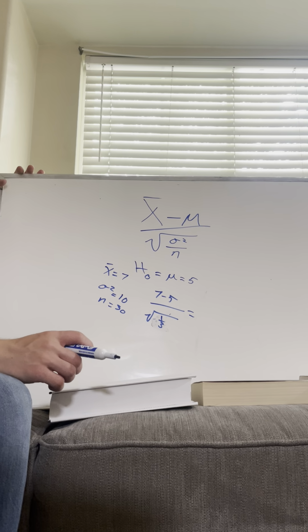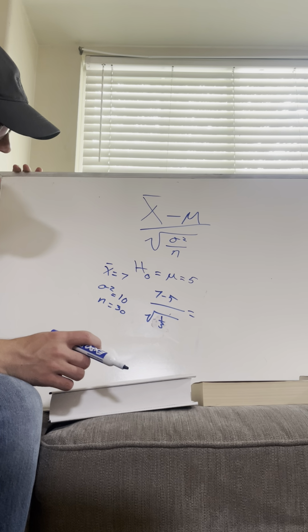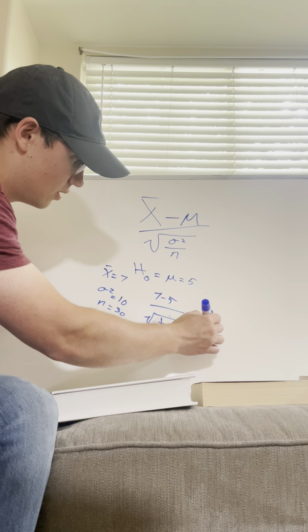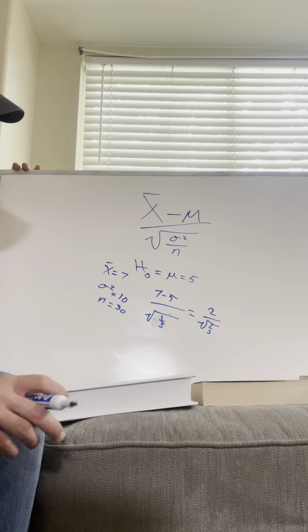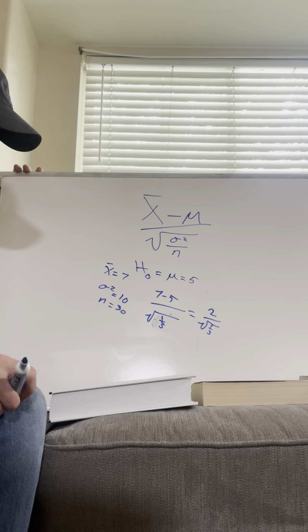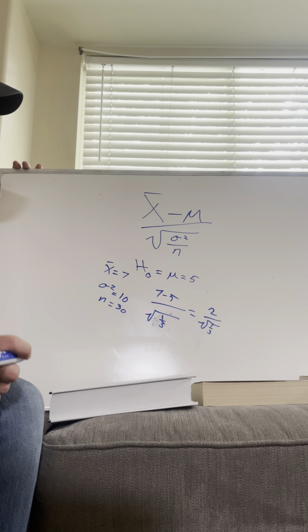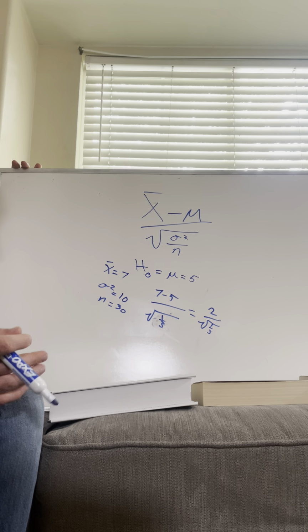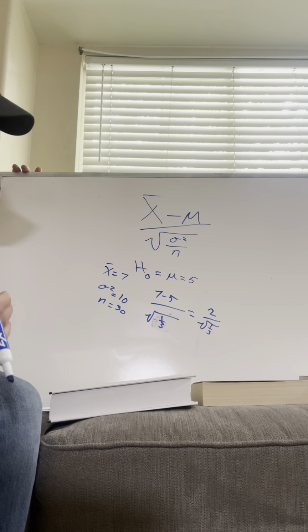In this case, I don't have my calculator on me, but this will be 2 over the square root of 1/3. This is going to be a pretty high test statistic. But what we now do is we take that test statistic and we compare it to some critical value.